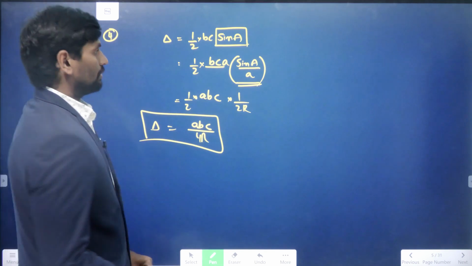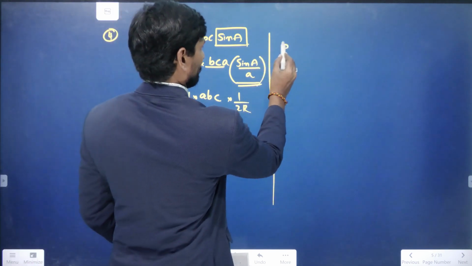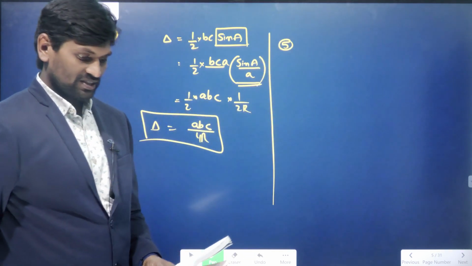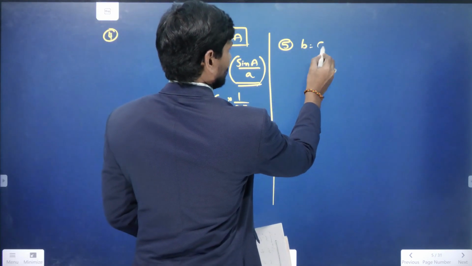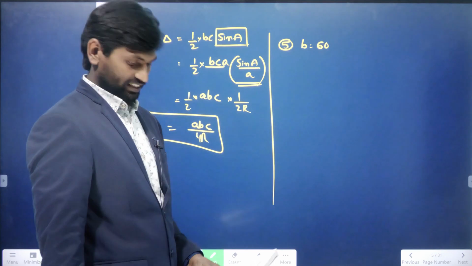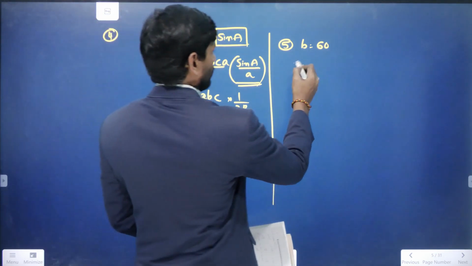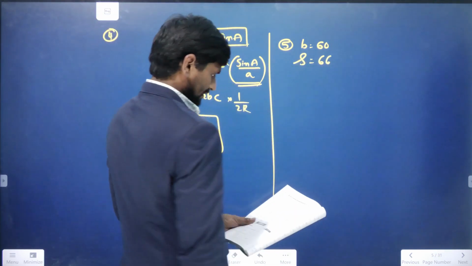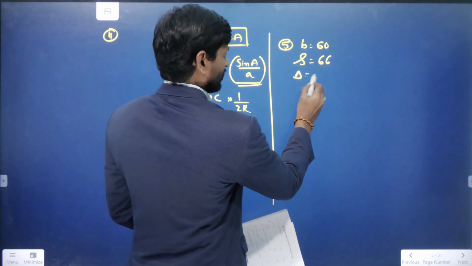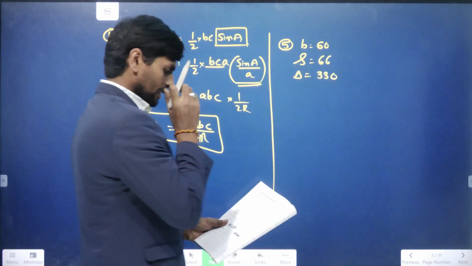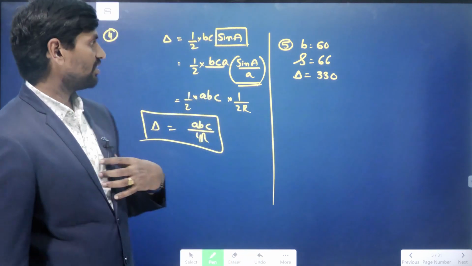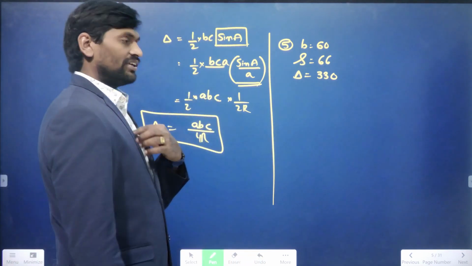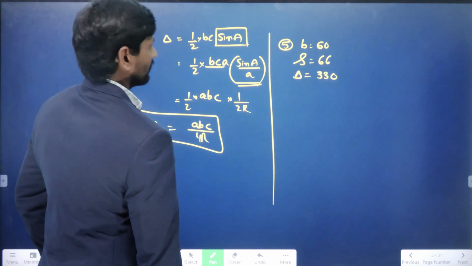So let us go to problem number 5. The fifth problem: B value is 60, small b is nothing but the side AC, and S value, the semi-perimeter, is 66, and the triangle equals 330. Area of triangle is 330. We need to identify the value of tan B by 2.